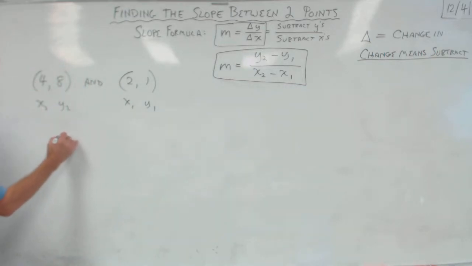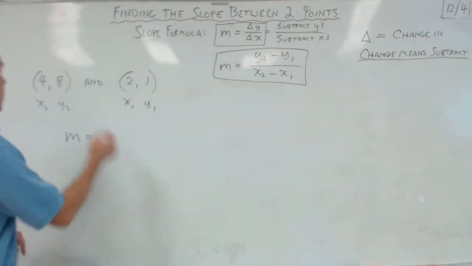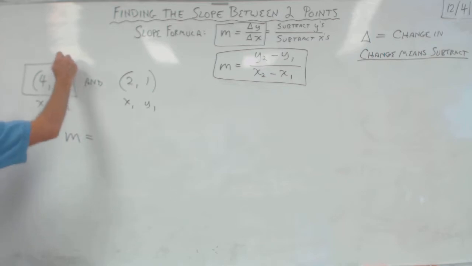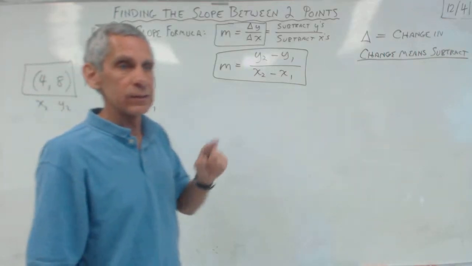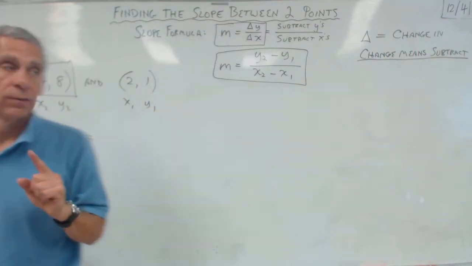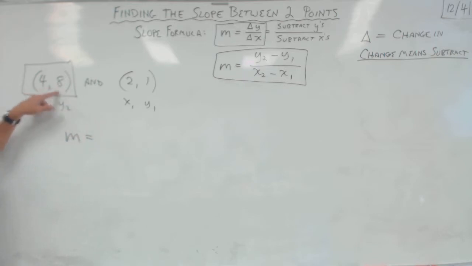All right, so here we go. m is equal to y2. I'm starting with this. This is what I recommend: put a box around the point you're starting with. Is that clear? That will help you immensely. The first thing I write in the formula is always from the thing that's in the box, okay?